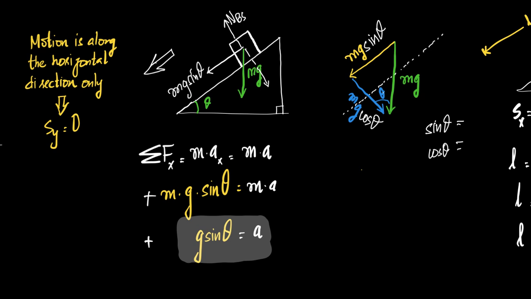How many forces are present here? There is only one force present here, which is mg sine theta. So we can write that mg sine theta is equal to ma, and now m will cancel on both sides. So what we get is a is equal to g sine theta.